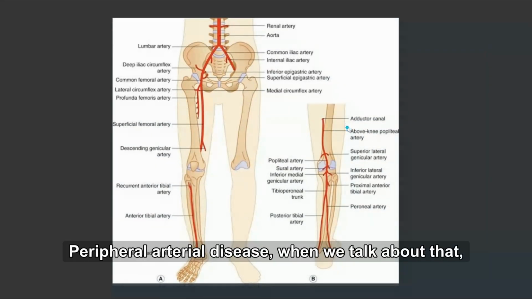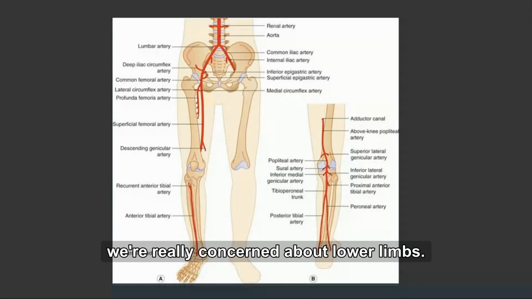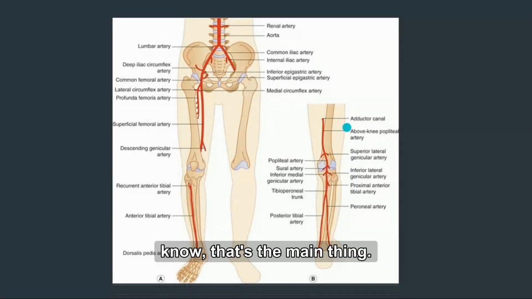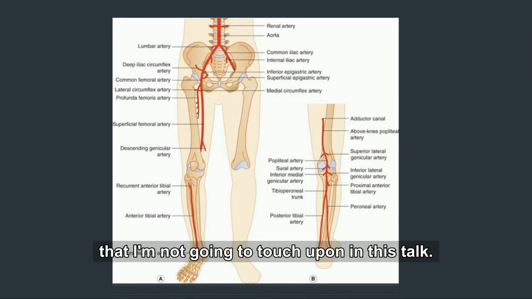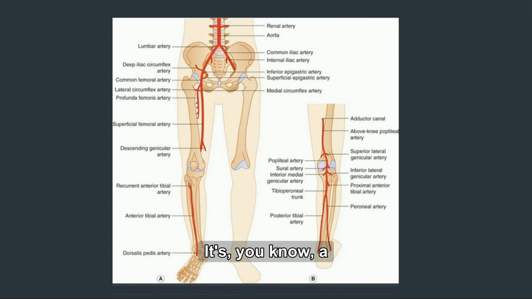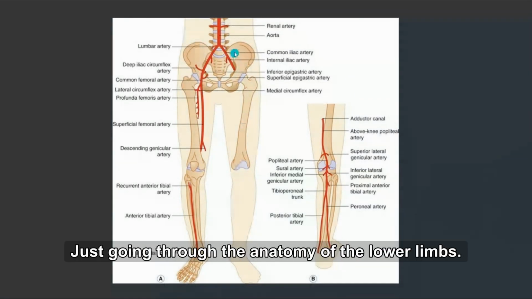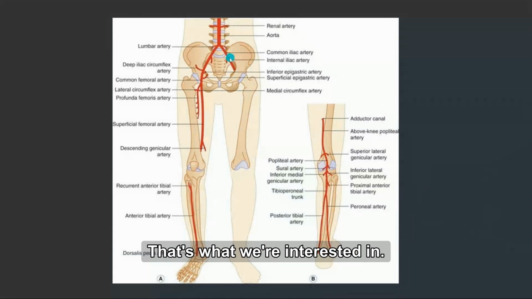So the anatomy, right. Peripheral arterial disease, when we talk about that, we're really concerned about lower limbs. That's the main thing. And we're talking about chronic disease here. Acute limb ischemia is something that I'm not going to touch upon in this talk. It's a whole subject on its own. So this is chronic disease of the lower limbs. Just going through the anatomy of the lower limbs, that's what we're interested in.